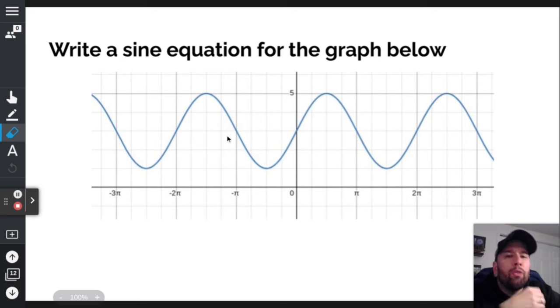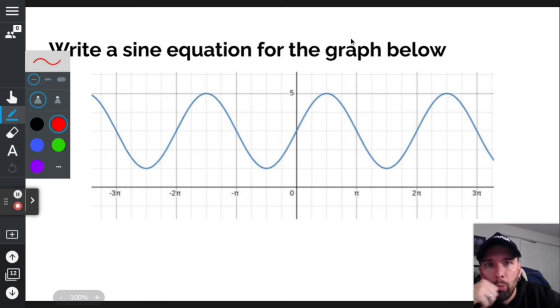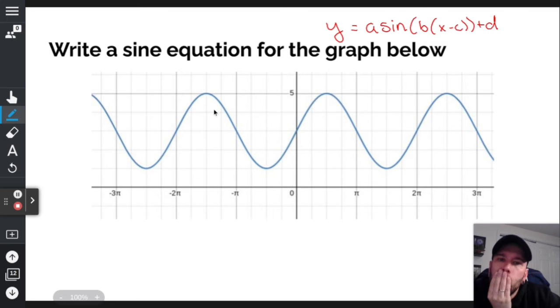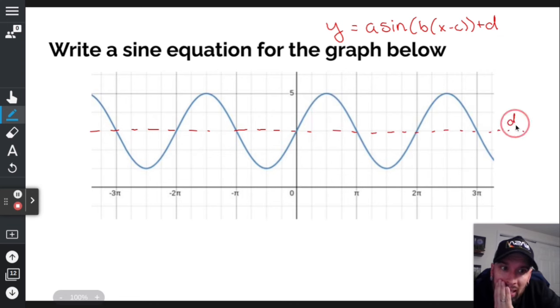Write a sine equation for the graph below. All right, sine equation. We've got y equals a times sine b parentheses x minus c, close it, plus d. All right, what do I have? First things first, we should always draw the midline. So it peaks out at 5, bottoms out at 1, the midline's halfway in between that, which is 3. So the midline is the equation y equals 3, which means d is 3. We max out at 5, we bottom out at 1, which means the amplitude is 2.